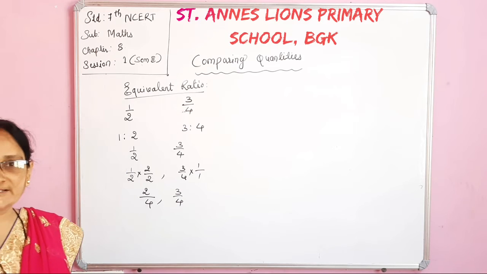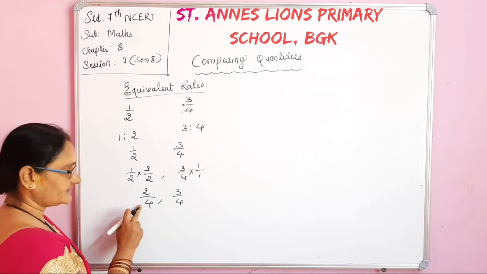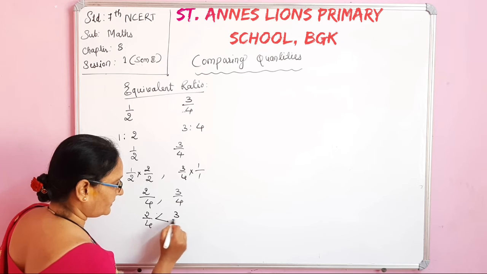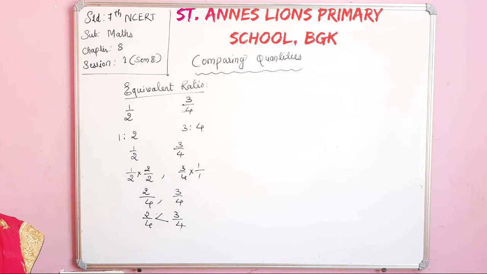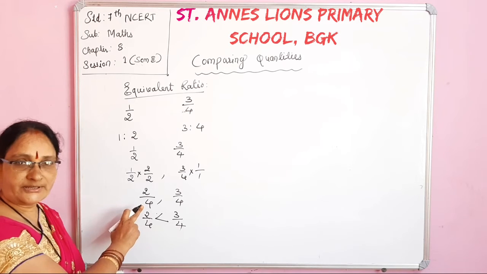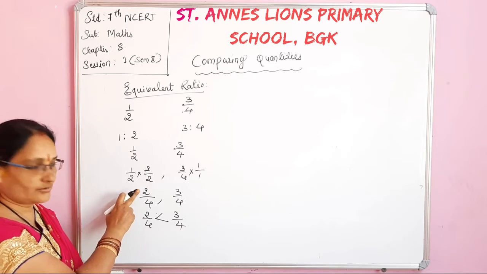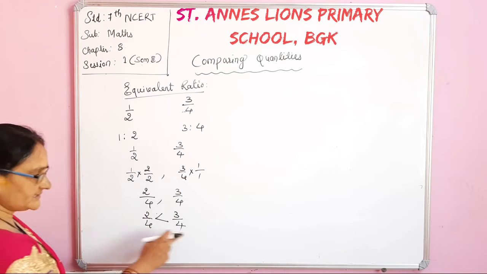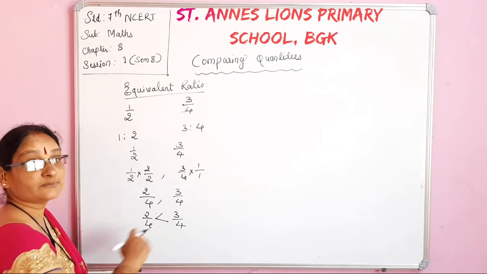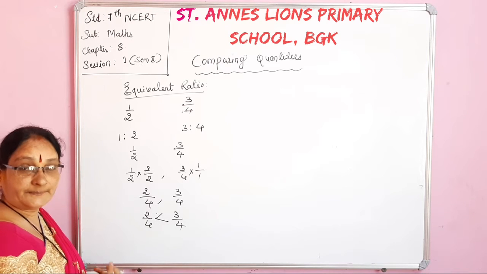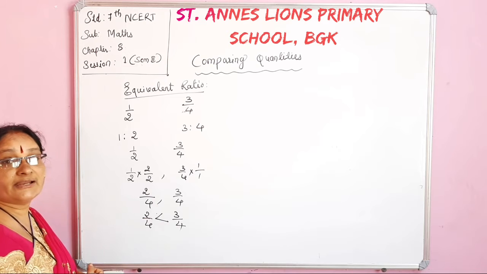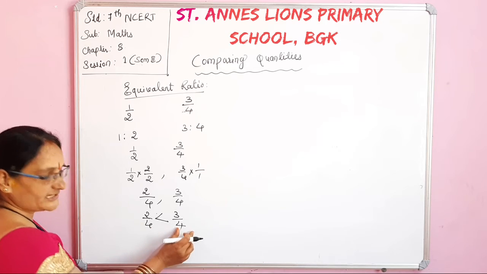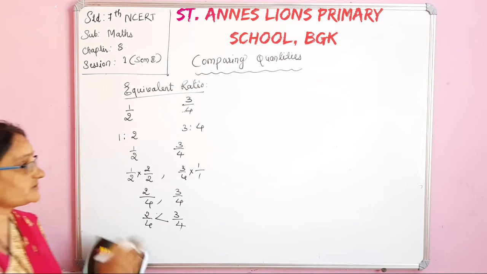Now which is smaller? Which is bigger? Here, 2 by 4 is smaller than 3 by 4. When the denominators are the same and the numerator is smaller, automatically that fraction is smaller than the other. Here we are comparing which is bigger and which is smaller. That means they are not equivalent. If one is smaller and one is bigger, they are not equivalent; for equivalence, both must be equal.